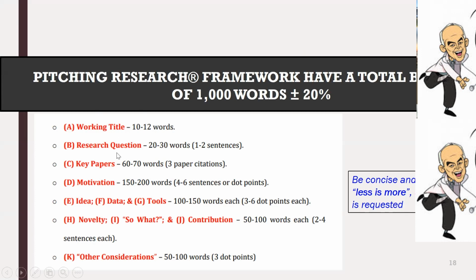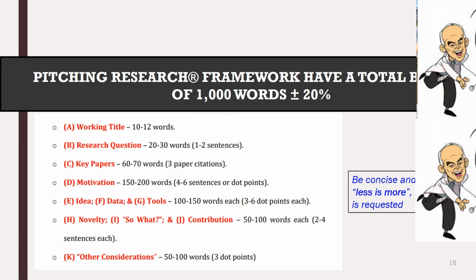Here are the guidelines for each section. The working title, 10 to 12 words; research question, 20 to 30; key papers, 60 to 70; motivation, up to 200 words. Previously it used to be 100 words, but now there are some revised guidelines, so now the motivation is up to 200 words. Idea, data, tools, for each section up to 150 words. For novelty, so what, and contribution, up to 100 words, and for other considerations up to 100 words. So it's plus minus 20%, 1000 words.